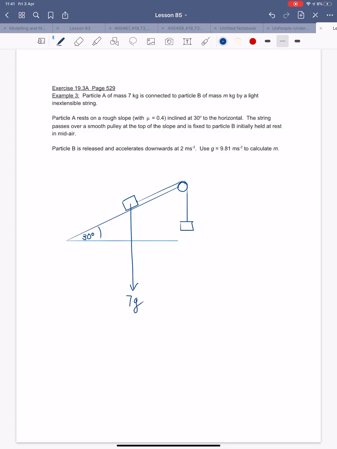And g is 9.81. 7 times 9.81 is 68.67. Okay. Particle B, that's mass M, so we don't know what that one is. That's M times 9.81 downwards. Got a tension in the string there, which is going to be matched there.